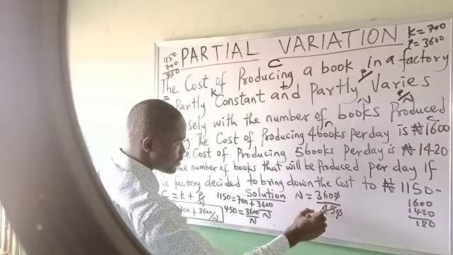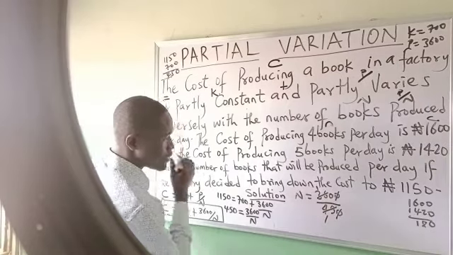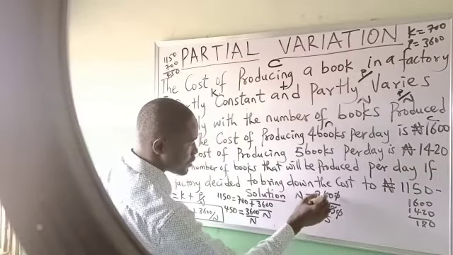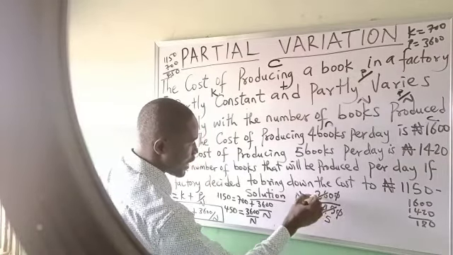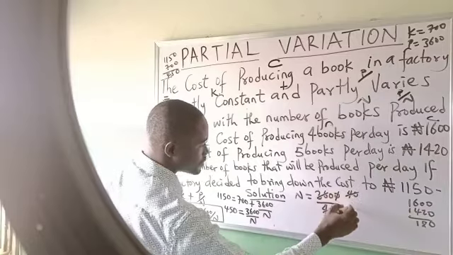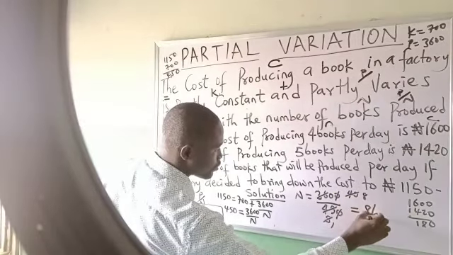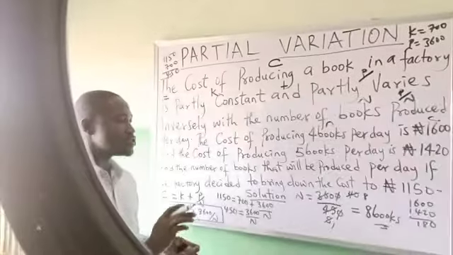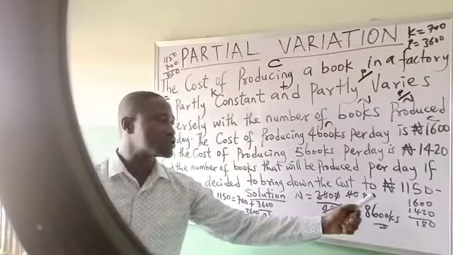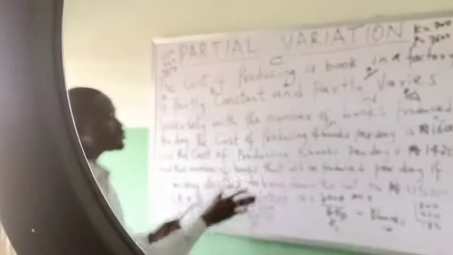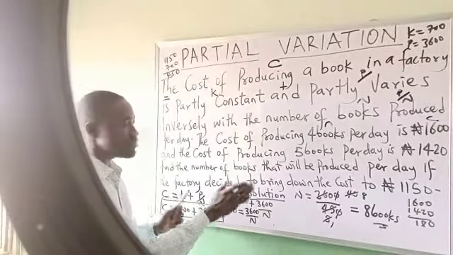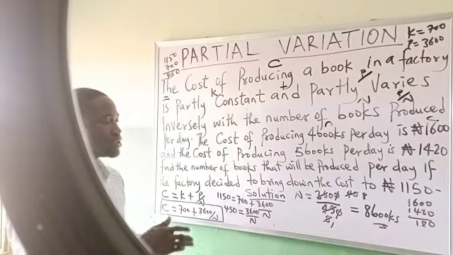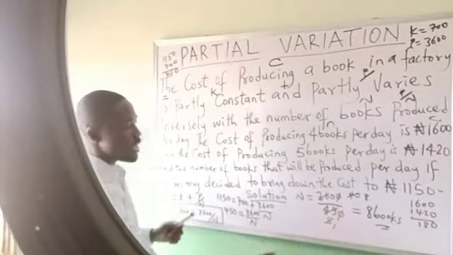0 cancels 0. This here 1. This here 1. 5 here. Okay, 9 here 5. 9 here 40. 5 here 1. 5 here 8. That means it will give you 8 books to be produced. So that means we will be able to produce 8 books with our cost of 1150. So that is how to solve this question. Remember, it ends in simultaneous equations, and the best method of solving simultaneous equations in this partial variation is the elimination method. With that, you will get your n to be 8 books.